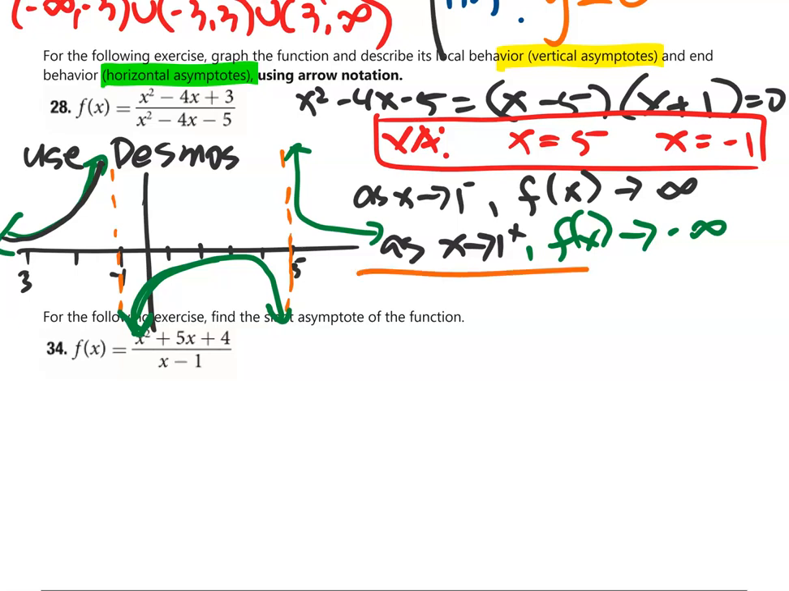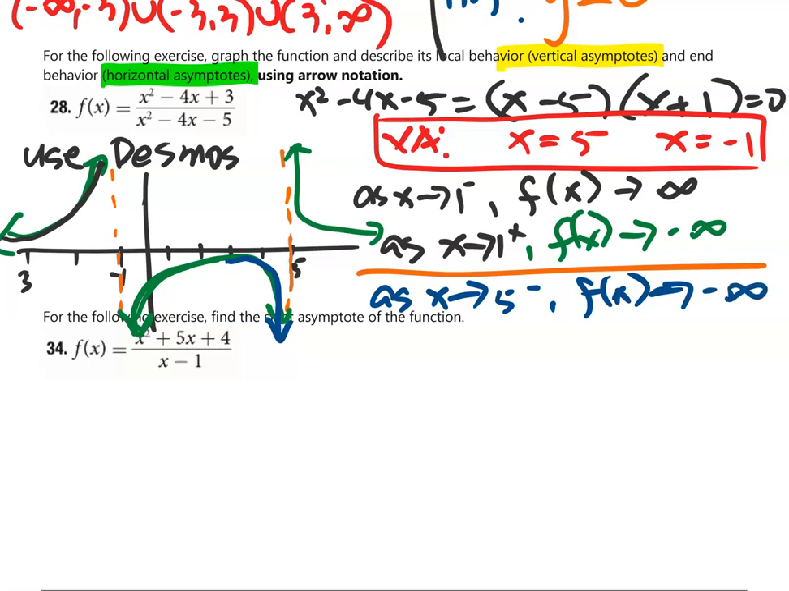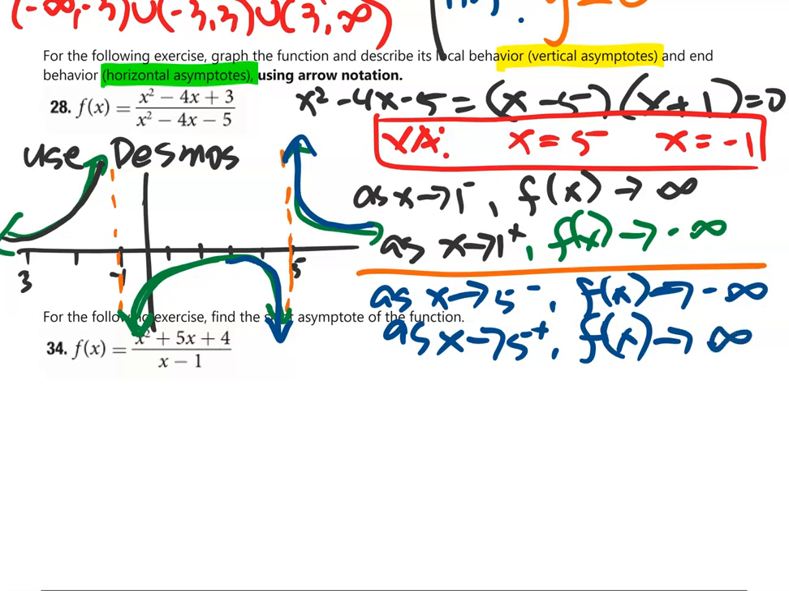Okay. Now, how about when x is equal to 5? Because we have two restrictions, we have to write two arrow notations. So as x approaches 5 from the left, if you follow this, it goes down. So that is f of x approaches negative infinity. And as x approaches 5 from the right, it goes up. So that is f of x approaches positive infinity. Okay.